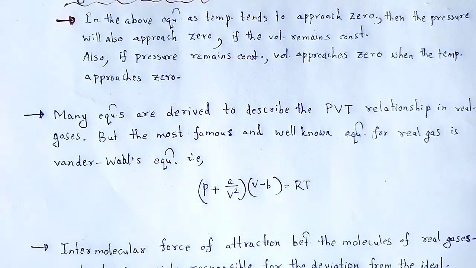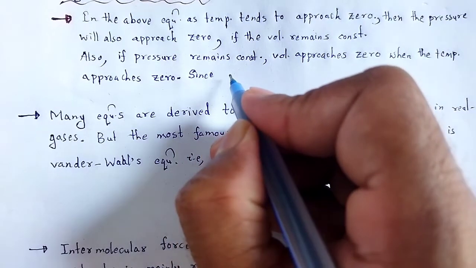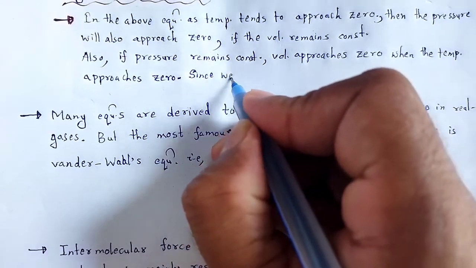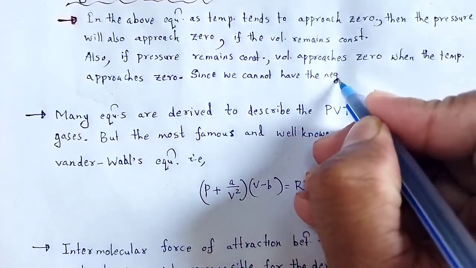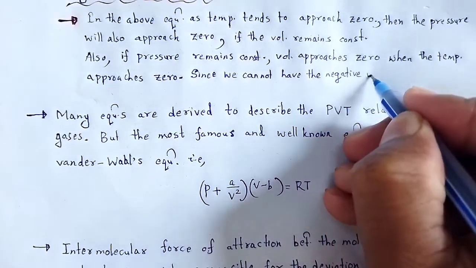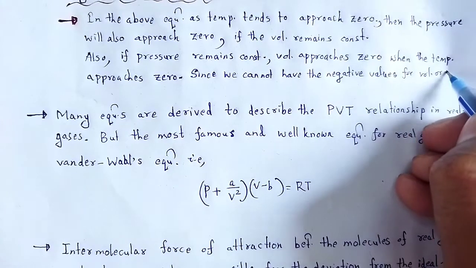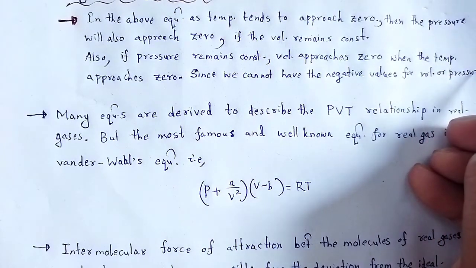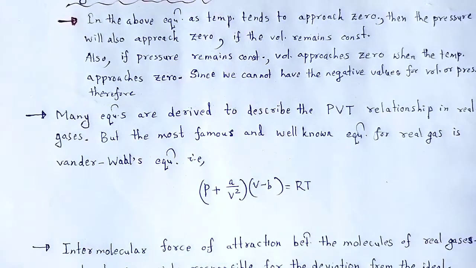As pressure or volume can't be negative, since we cannot have negative values for volume or pressure, therefore the lowest possible value for temperature is 0 Kelvin.